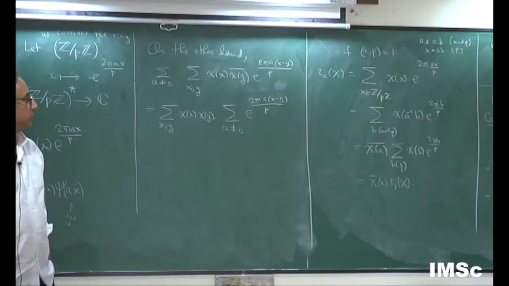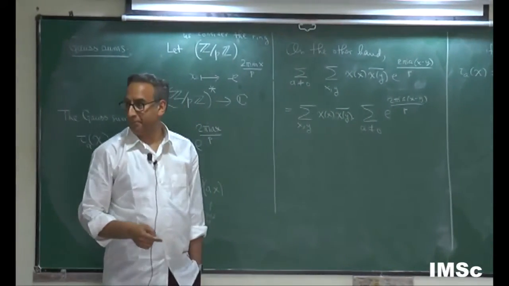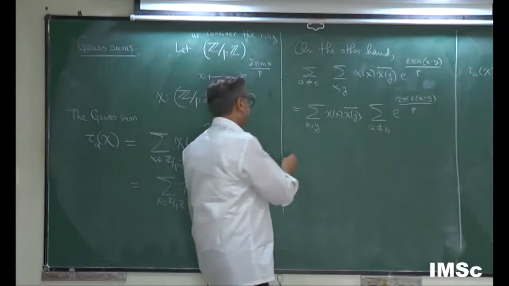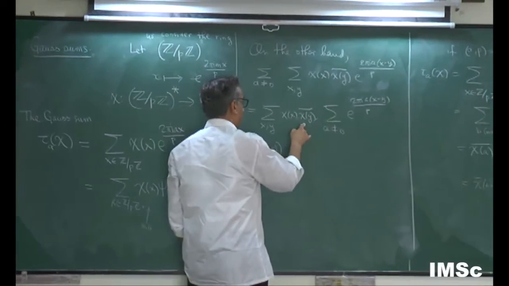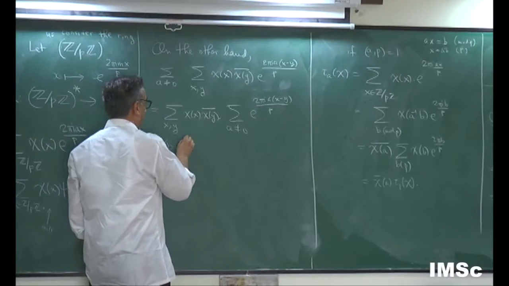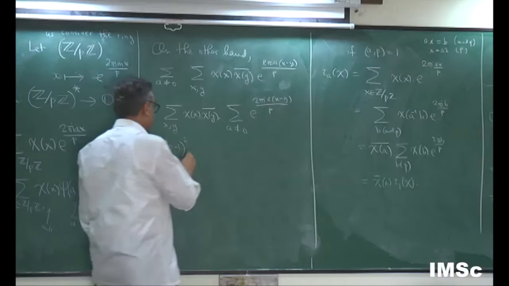Now if x equals y, oops, I forgot a bar here. If x equals y, the inside sum is p minus 1, and the modulus of chi of x, chi bar of y squared is 1, and I end up getting p minus 1 squared, right? That's if x equals y.